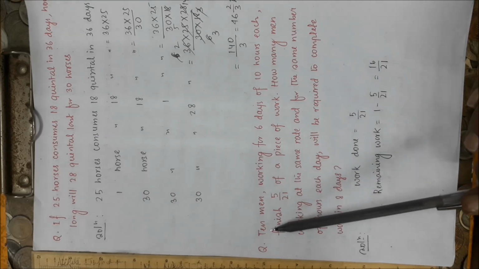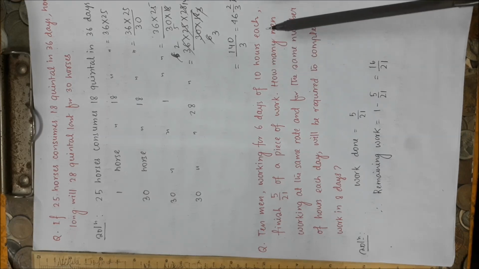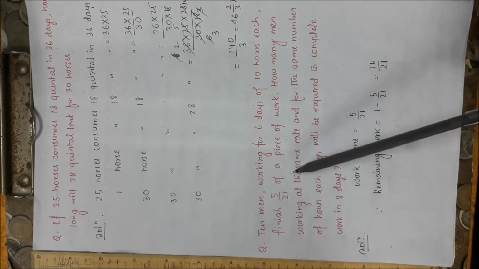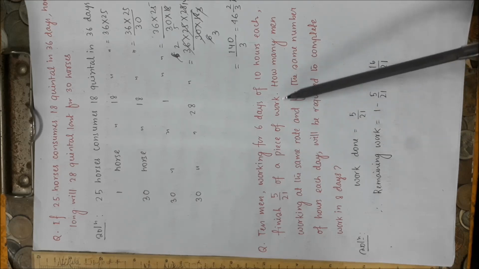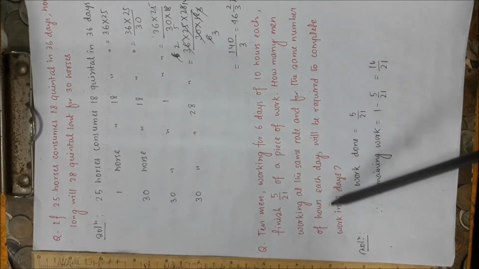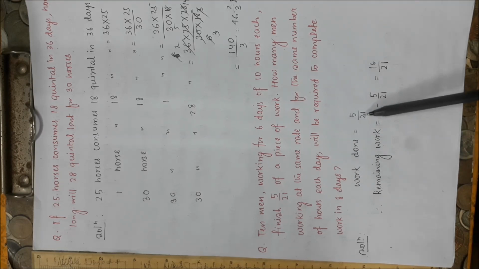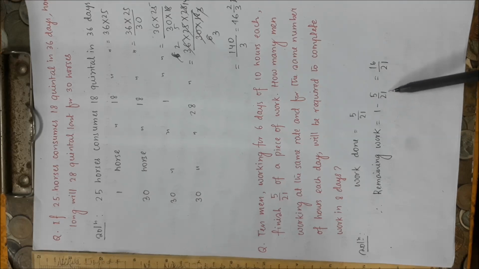Next sum is, 10 men working for 6 days of 10 hours each finish 5 by 21 of a piece of work. How many men working at the same rate and for the same number of hours each day will be required to complete the work in 8 days? So here work done is equal to 5 by 21. Therefore remaining work equals 1 minus 5 by 21 equals 16 by 21.